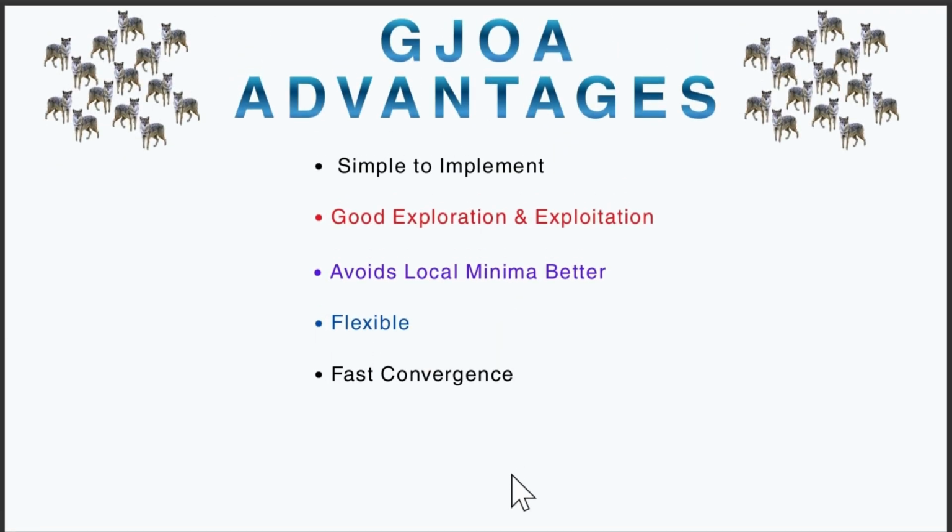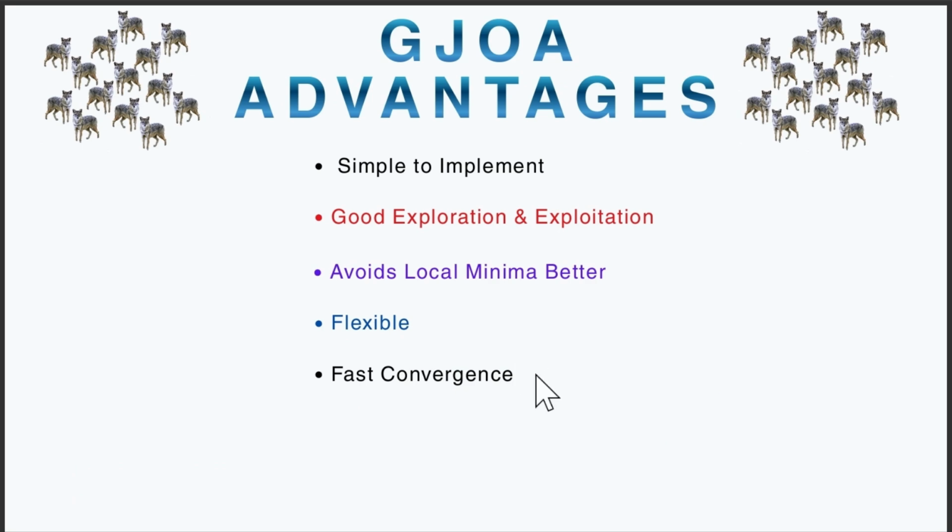Advantages: this algorithm is simple to implement, with easy mathematical models and just a few control parameters. It has good exploration and exploitation phases, which means it searches globally and then refines the solution. It avoids local minima better, because random movement helps to escape poor solutions. It is flexible and can solve nonlinear, continuous, and multi-dimensional problems. And it has fast convergence because the pair hunting strategy helps to guide the search effectively.